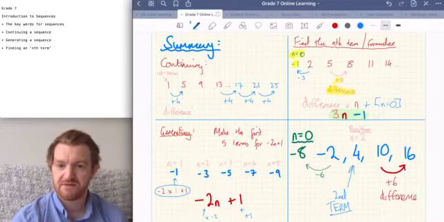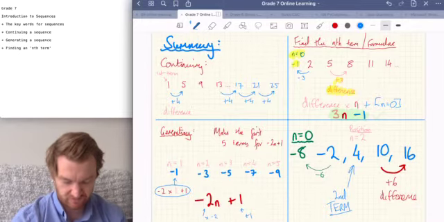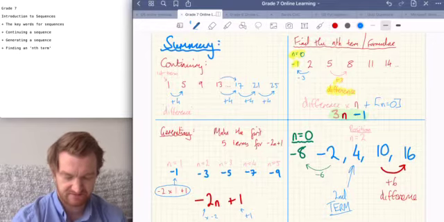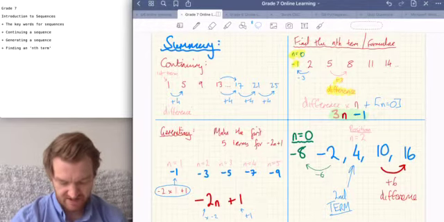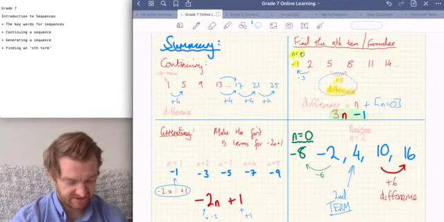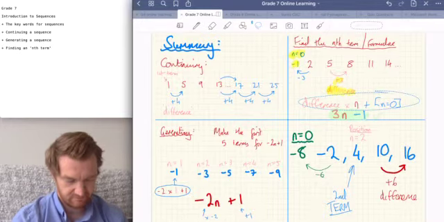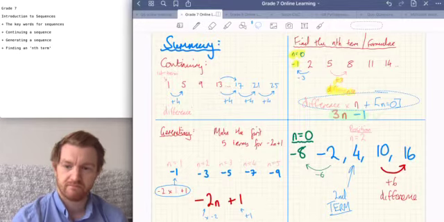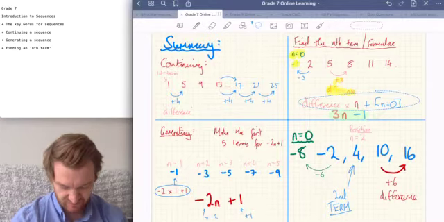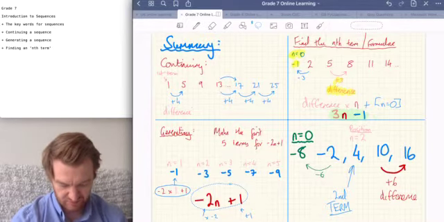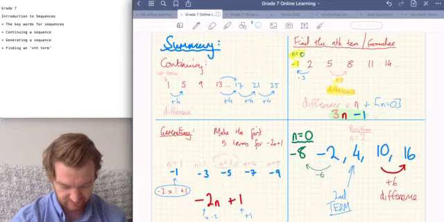We can continue a sequence by just saying, okay, what's changing in this arithmetic sequence? How do I go from one number to the next? We can find a formula by looking at that difference and the n equals 0 and putting them together. And we can generate a number by substituting using our algebra, by taking the formula and putting in those numbers into the sequence.